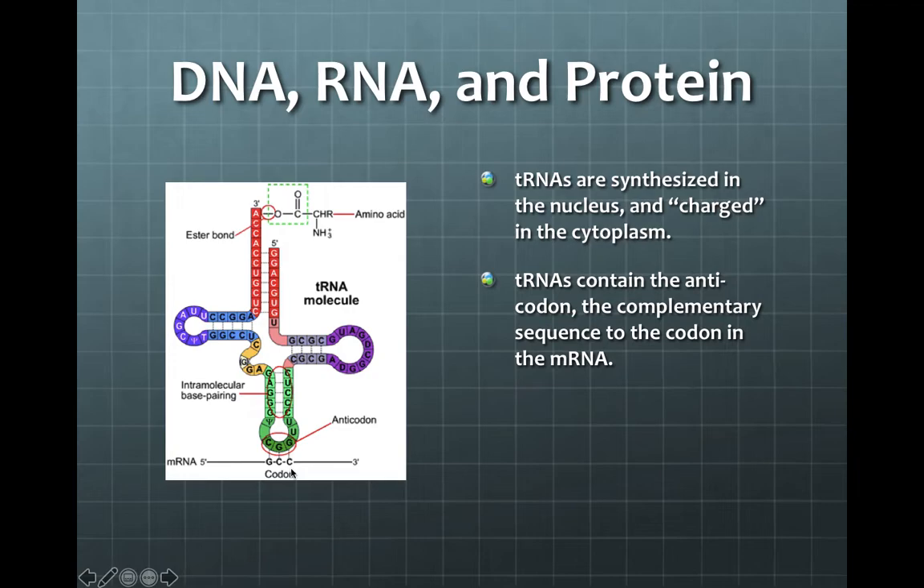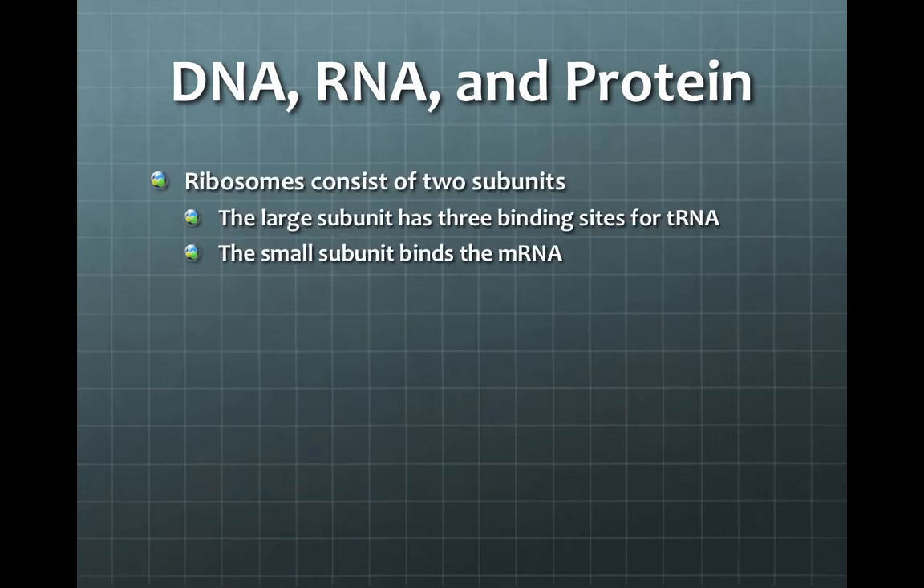So this right here is just showing you. Transfer RNA has the actual amino acid up here, and it has the anticodon. Messenger RNA is going to have the codon for this amino acid. So transfer RNAs are synthesized in the nucleus and charged in the cytoplasm. Transfer RNAs contain the anticodon, the complementary sequence to the codon in the messenger RNA. So this right here at the bottom is the anticodon. Messenger RNA actually has the codon for this amino acid. Hope that makes sense.